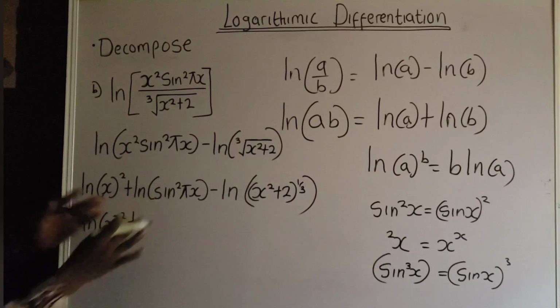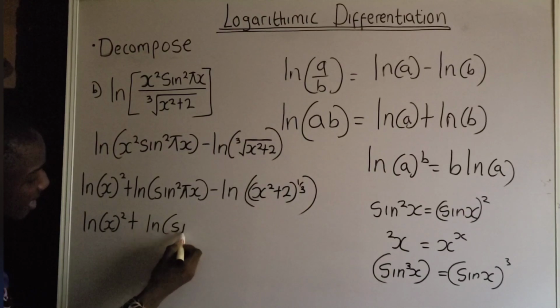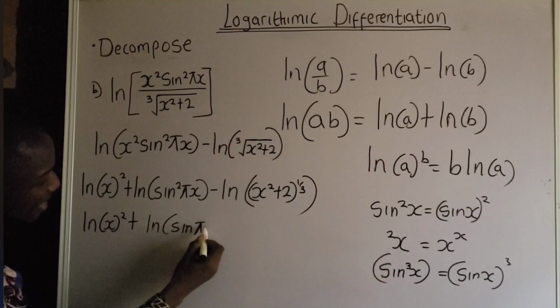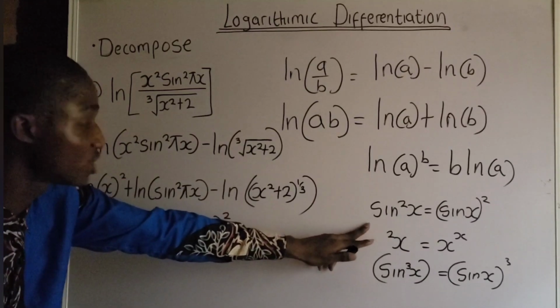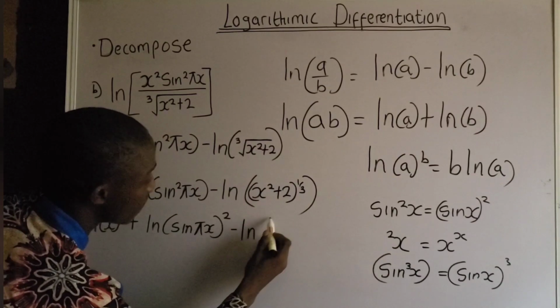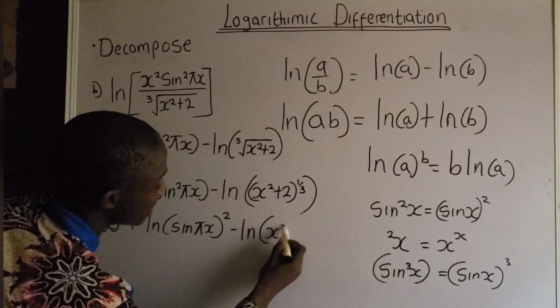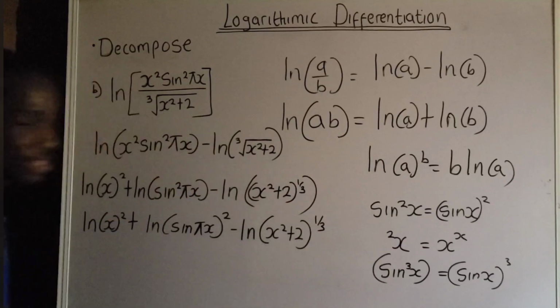ln sine square pi x can be written as ln sine pi x raised to the power of 2. You understand? According to this rule. Okay, minus natural log of x squared plus 2 raised to the power of 1 over 3. You understand?